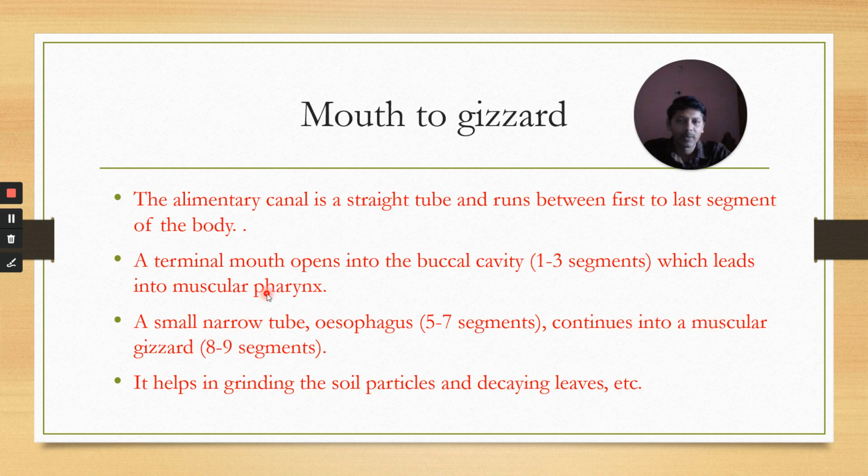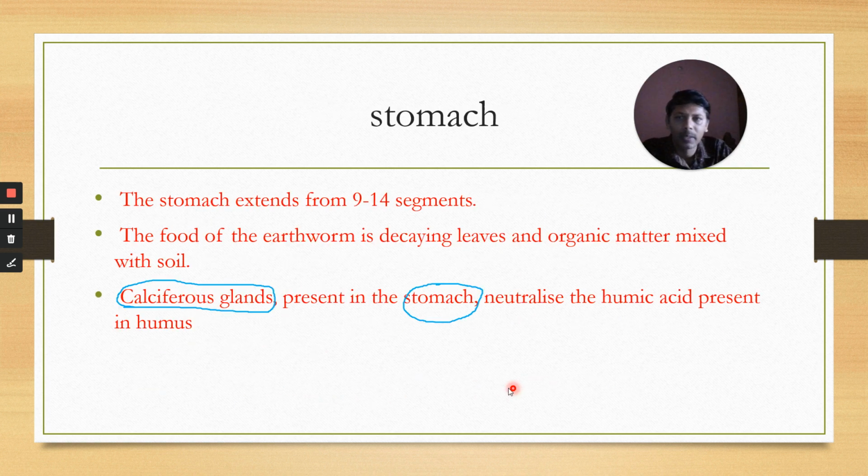Okay, gizzard is also muscular. Pharynx is also muscular here. Pharynx is in the fourth segment. Gizzard is in the eighth and ninth segment, especially we say eighth segment. What is the function of gizzard? Gizzard helps in grinding the soil particles and also decaying leaves.